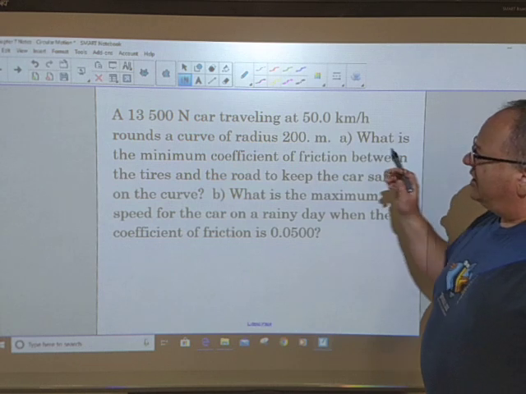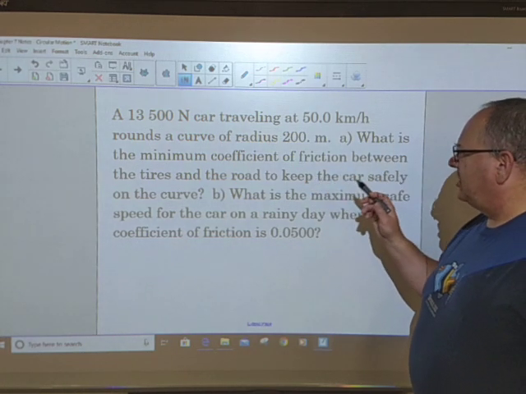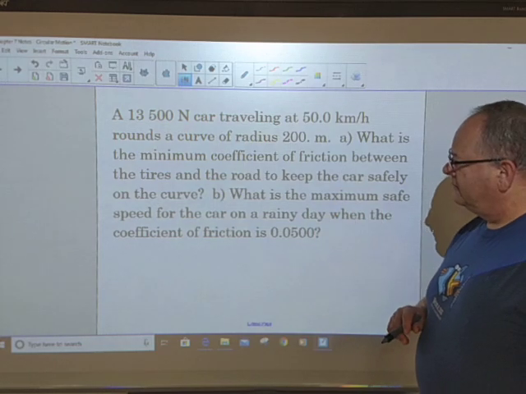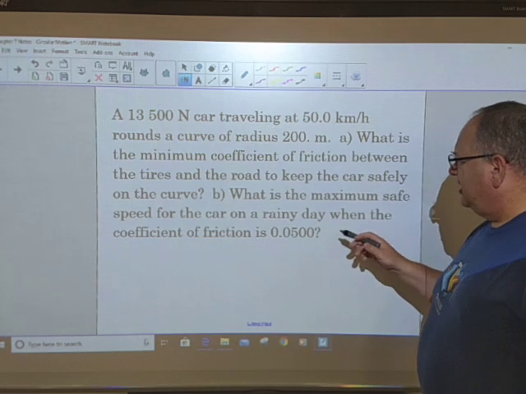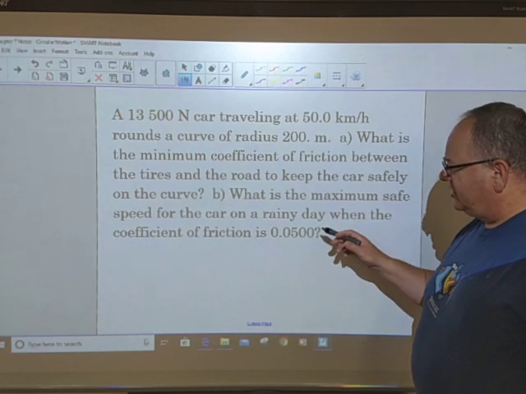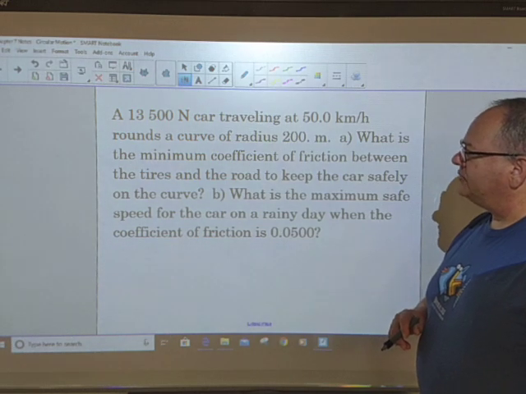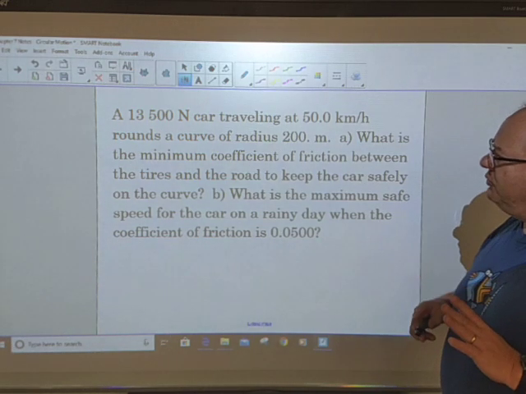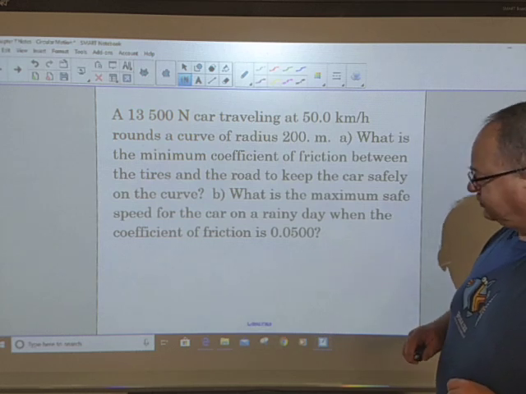A, what is the minimum coefficient of friction between the tires and the road to keep the car safely on the curve? B, what is the maximum safe speed for the car on a rainy day when the coefficient of friction is 0.0500? All right, so we've got two problems. Let's just go through and identify what we know.